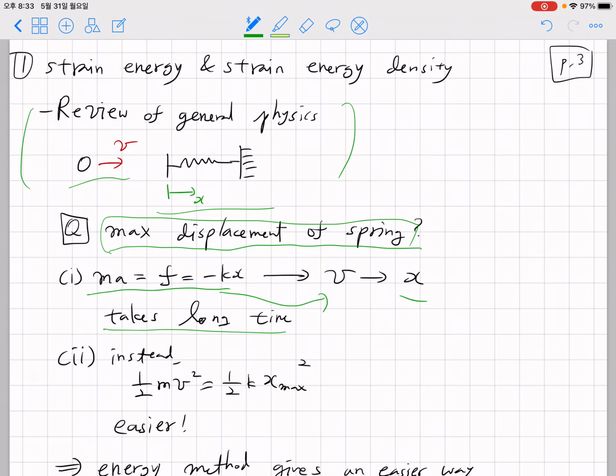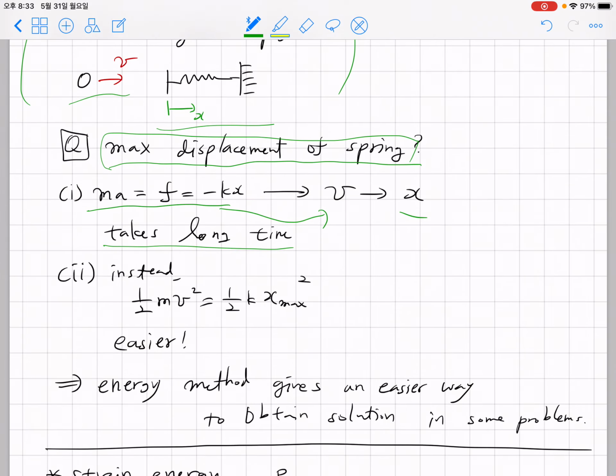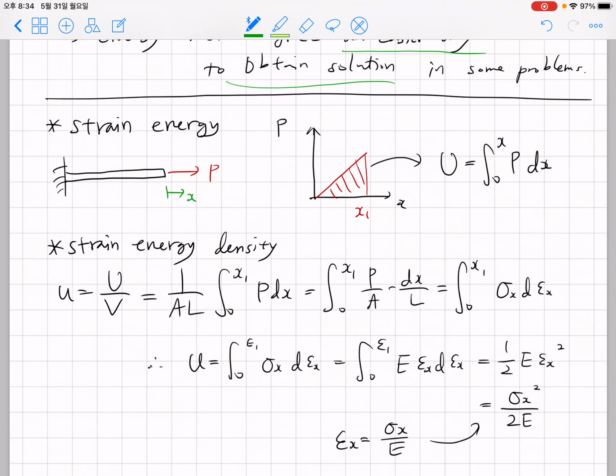However, it takes a long time. Instead, if we use the energy conservation method, the kinetic energy is converted 100% to potential energy at maximum displacement, and based on this method we can approach the problem in a much easier way. So the advantage of this energy method is that it gives a much easier way to obtain the solution in some classes of problems. Okay, so we're going to do the same thing. Let's first define the strain energy.